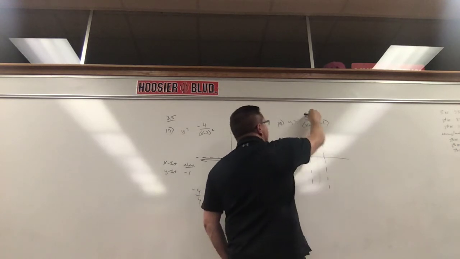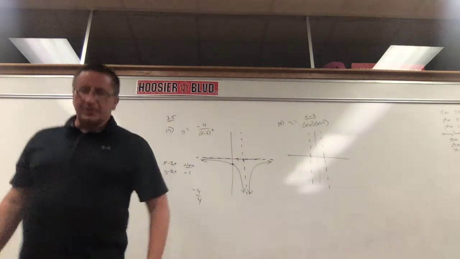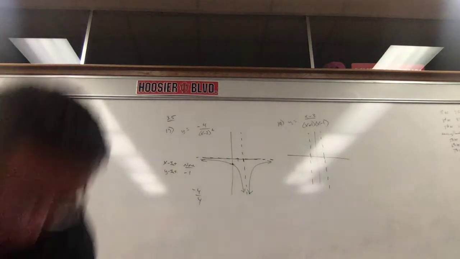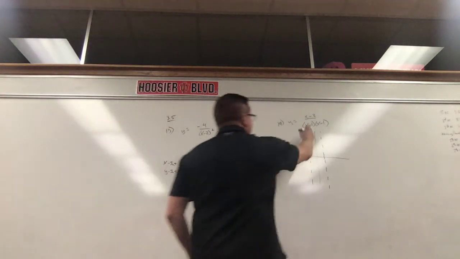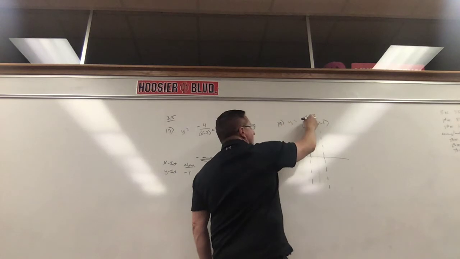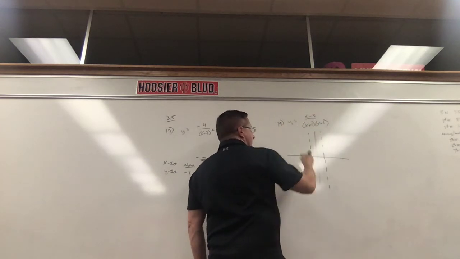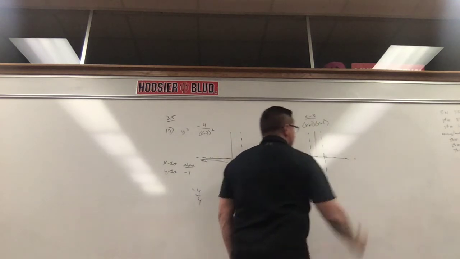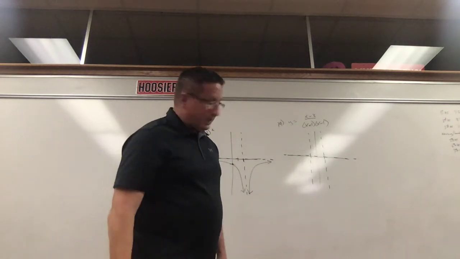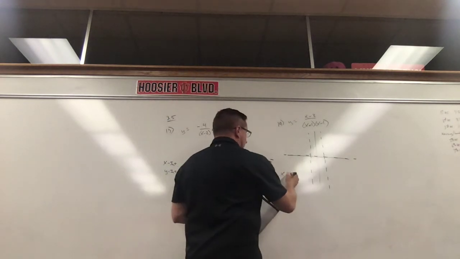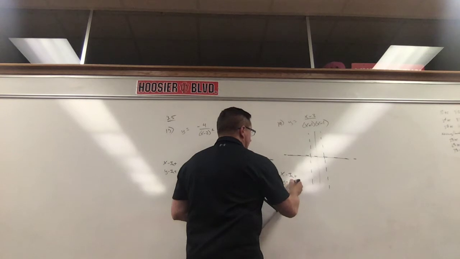Okay? The degree of the top is 1. The degree of the bottom, it was second degree. It was x squared minus 1. So the degree of the top is less than the degree of the bottom. So it's going to approach the x-axis. Okay, looks sort of like that. There, and then we need to find our intercepts, our x-intercepts, and our y-intercepts.